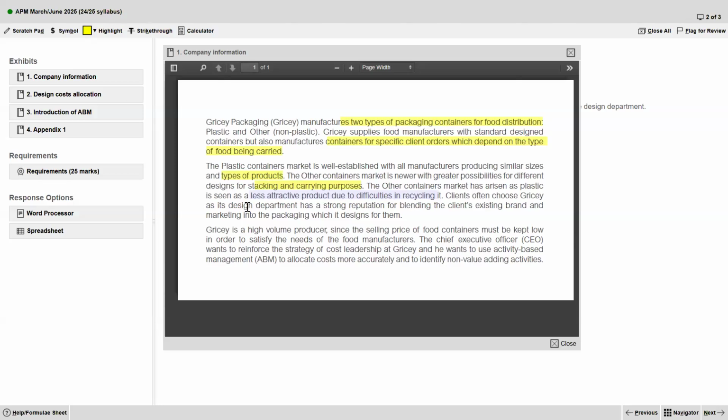The next situation is Gracie is a high volume producer. Since the selling price of food containers must be kept low in order to satisfy the needs of food manufacturers, the chief executive wants to reinforce the strategy of cost leadership at Gracie, and he wants to use activity-based management to allocate costs more accurately and to identify non-value adding activities.